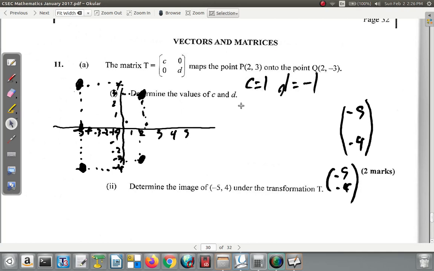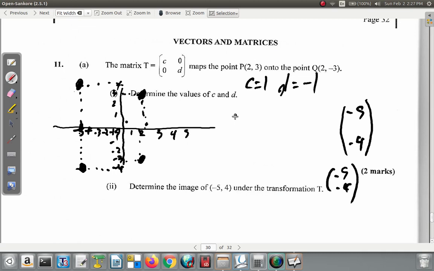Well, the thing is, if you look at it, if it reflects this over the x-axis to come down here, when you reflect this over the x-axis, it would come back up here. So it seems as if it would be the same matrix. You could try it.